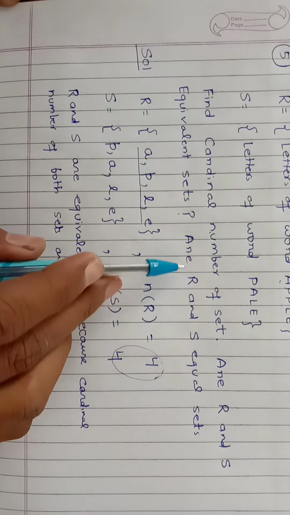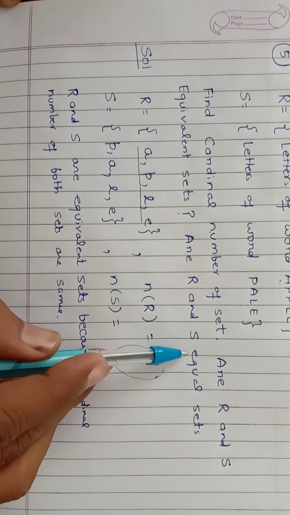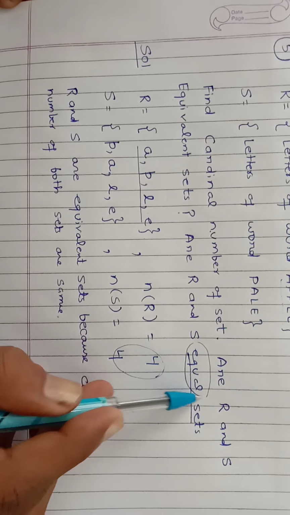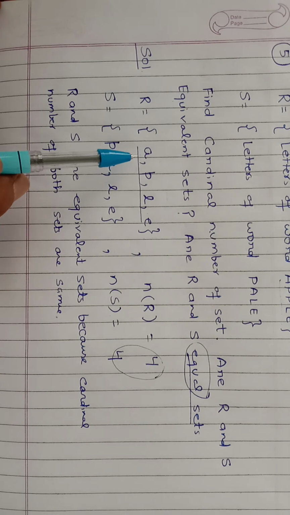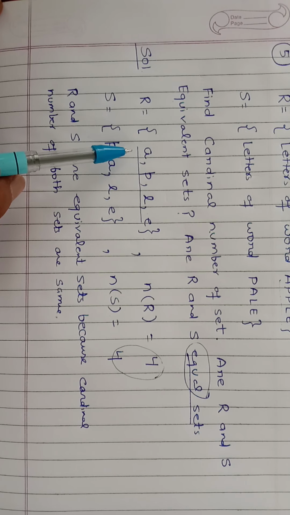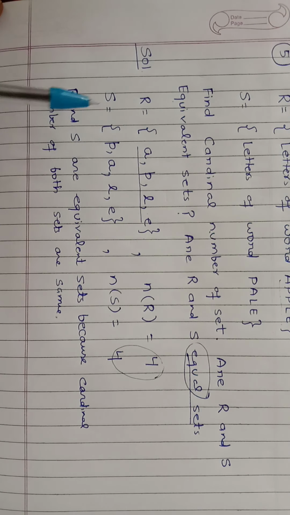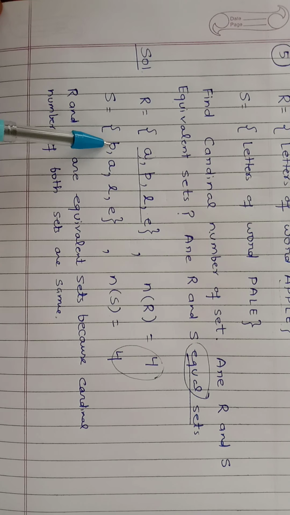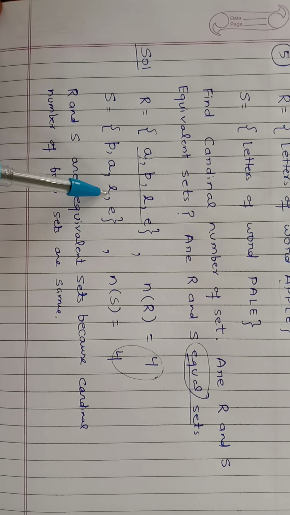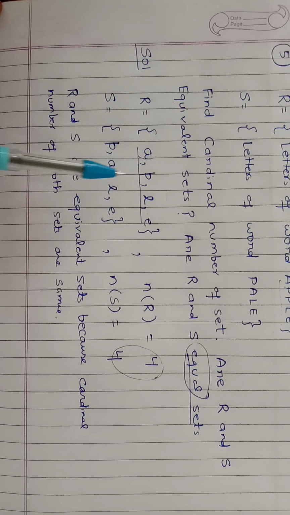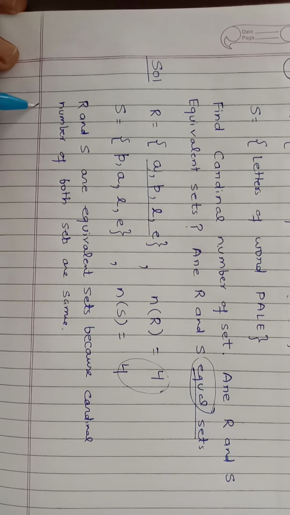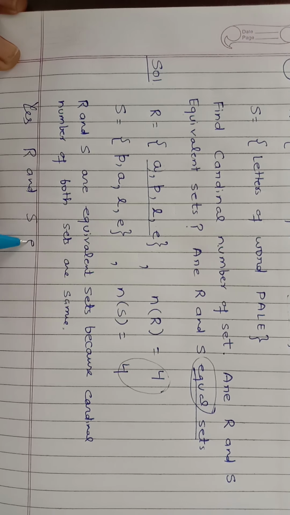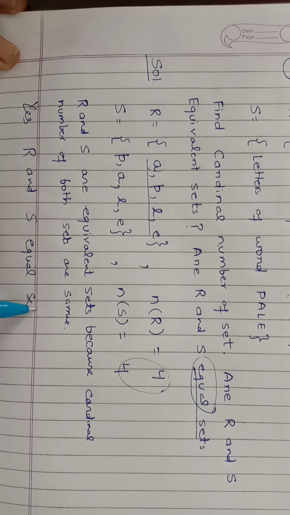Afterwards they are asking, R and S equal sets? Equal means if the elements are same. Suppose here is A and here is also A, here P, here also P, here it is L, here also L, here E, here also E. So these are equal also. What to write? Yes, R and S equal sets also.